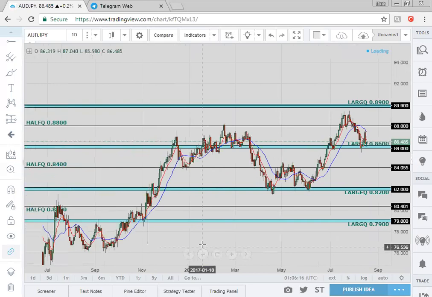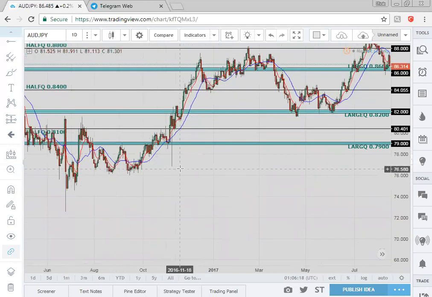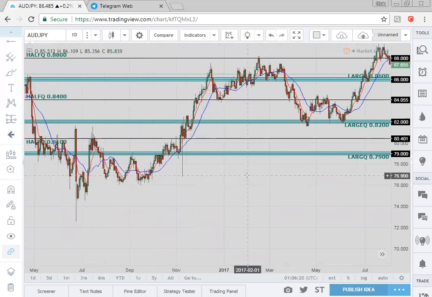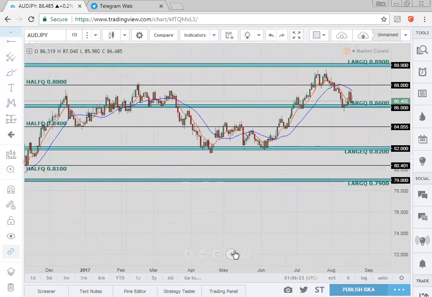But this is a typical trend. You see what's happening here. I've stepped down to my daily chart. That was the weekly chart to determine the trend.